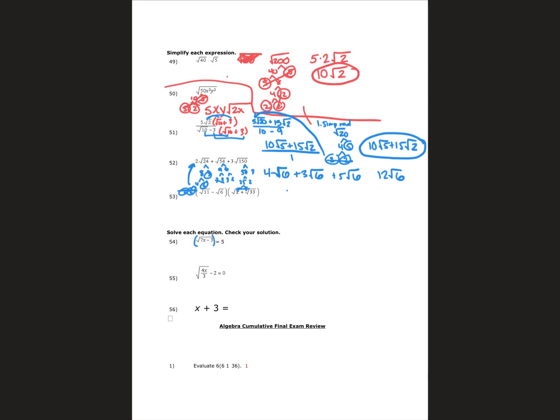For 54, to get rid of the square root, we square it. So it's 7x minus 3 is equal to 25. Then we solve this like a normal equation. Add 3. 7x is equal to 28. Divide by 7. And x is 4.